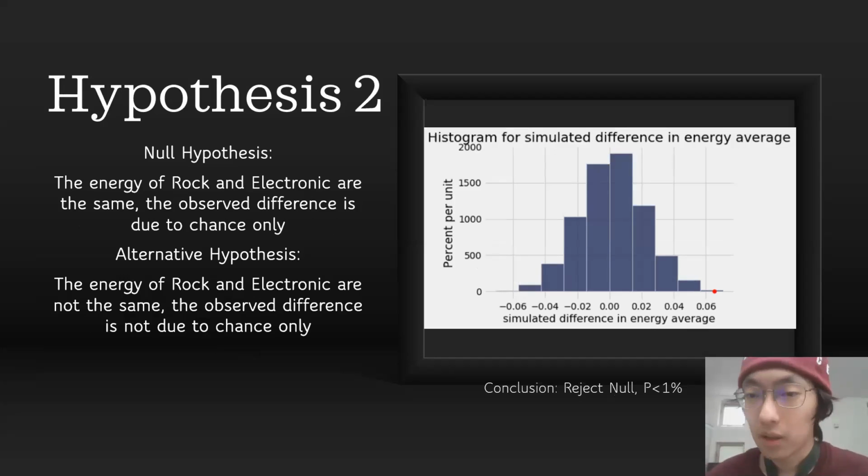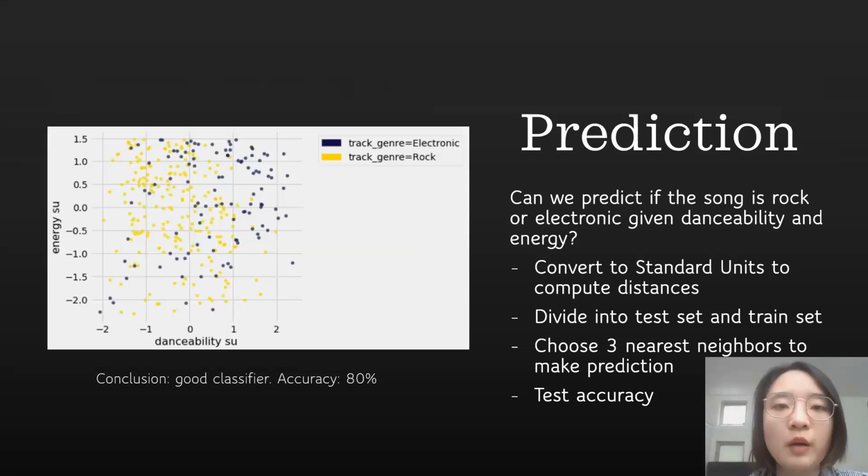So after using the same method, shuffling the labels and doing A/B testing, we found out that the p-value turns out to be quite less than the 5% cutoff as well. So it's safe to conclude that for the energy average, both the electronic and rock music have different energy averages. From the hypothesis testing, we now know that rock and electronic actually have different features for energy and danceability.